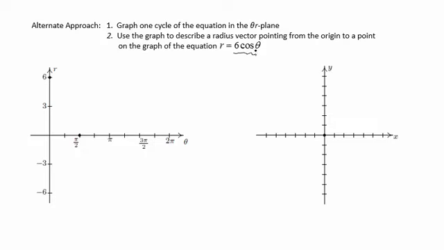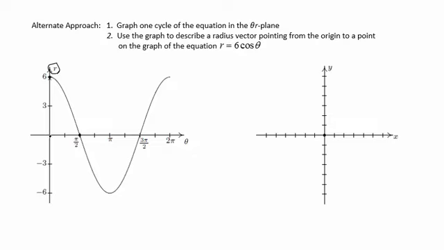6 cosine of theta is a cyclic function with period 2 pi and amplitude 6. So we would start up here at 6, 2 pi later we would be at 6 again. Halfway in between at pi we would be at negative 6, and our graph would look something like this. Now in this graph, the y value, the r value, will always tell your distance from the origin.